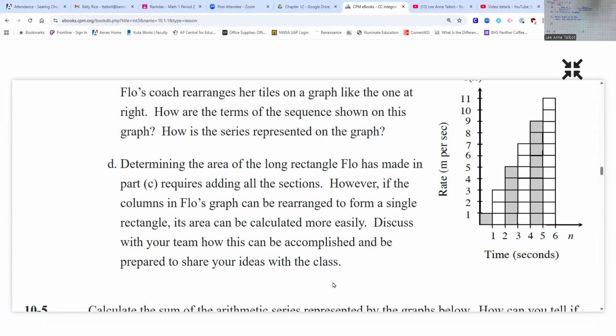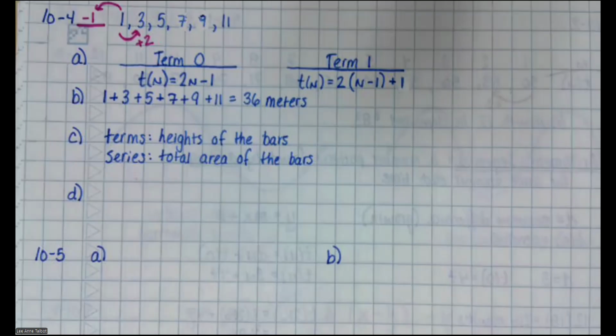Tetris. If they would have just said Tetris, we would have been fine. Okay.